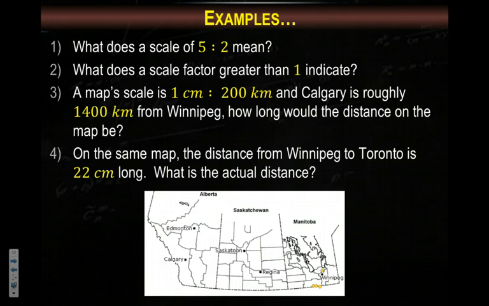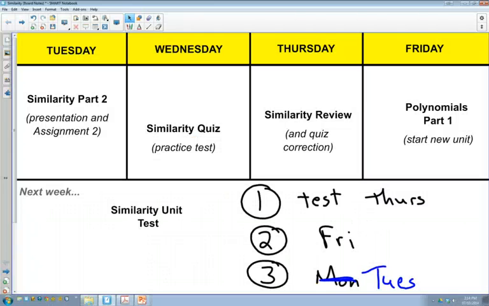1 centimeter equals 200 kilometers, or as a ratio. Calgary is 1,400 kilometers from Winnipeg, okay, on the map. How would we determine the actual number of centimeters that would be on the map? You divide the 1,400 by 200. You sure? You divide 1,400 by 200. Something divided by something. Okay, here's a way you can solve those types of problems, okay?